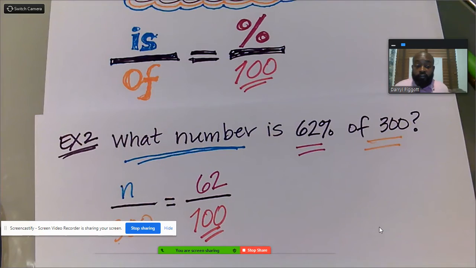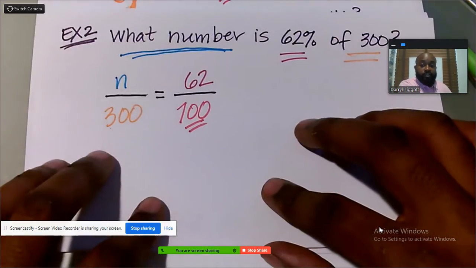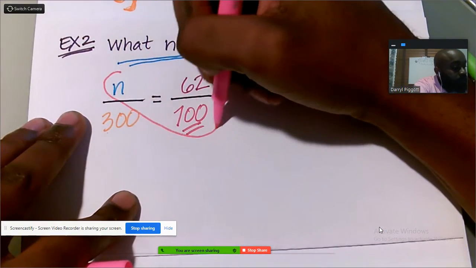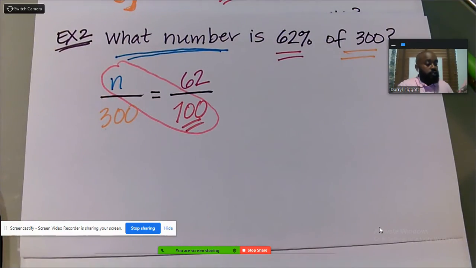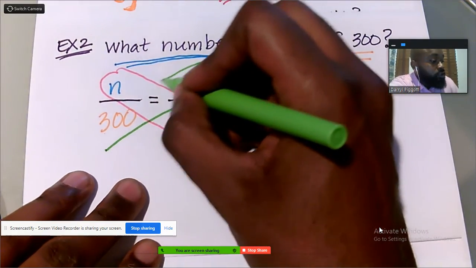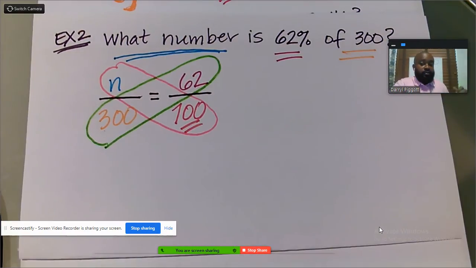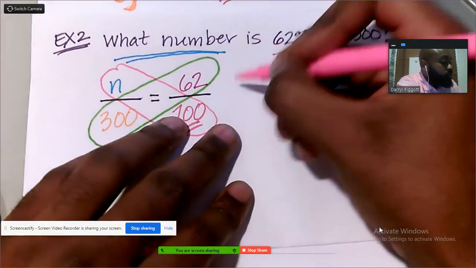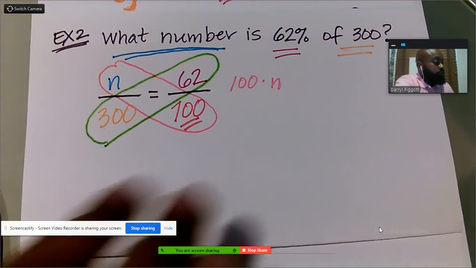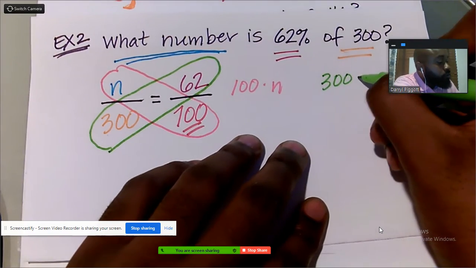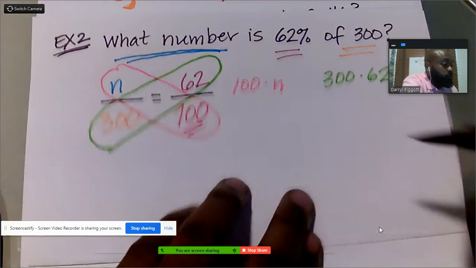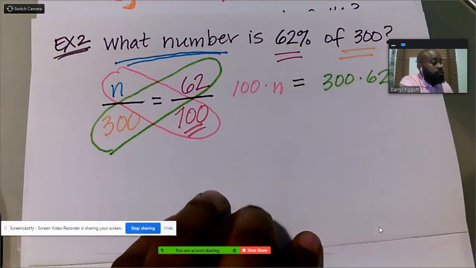Okay, so now we just have to solve this proportion. Let me slide this up a little bit. Y'all know how I do. I do a pink cross product. In this case, that's going to be n times 100. In the other direction, I do a green cross product, 300 times 62. So let me write that down. We got 100 times n on this side. I have 300 times 62 on this side. And then of course we set those things equal because in a proportion, cross products are equal.